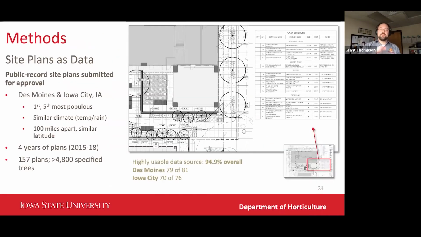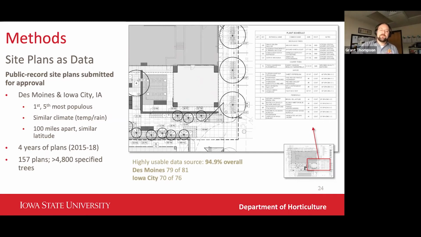And so to do this, we used the information off those site plans. We picked Des Moines and Iowa City because they are populous in the state of Iowa. They have a very similar climate in terms of temperature and rainfall on a yearly basis. They're about 100 miles apart, so sourcing of plant material between the two cities should be similar-ish, and they're at the same latitude. So all of this means there will be fewer differences in terms of the plant material that one might reasonably expect to show up in these cities.